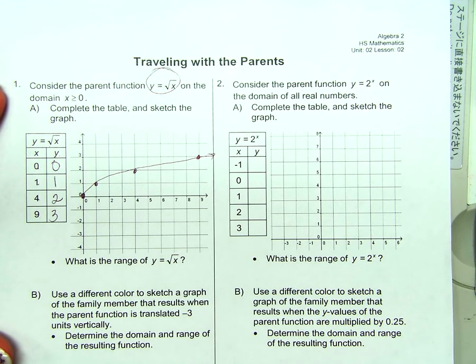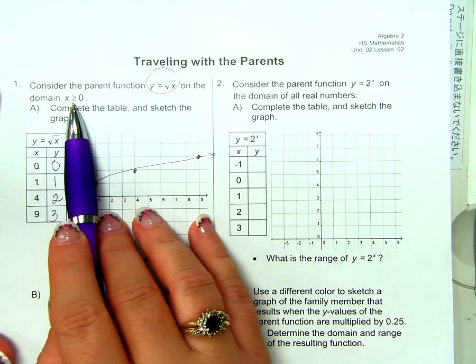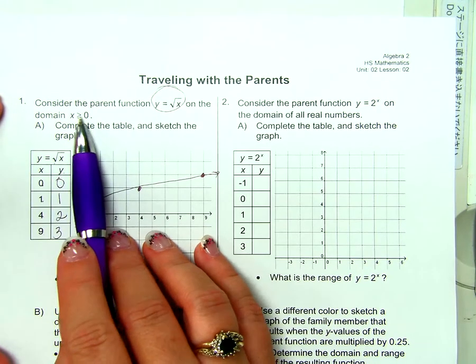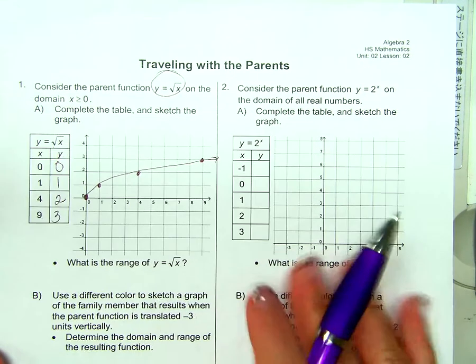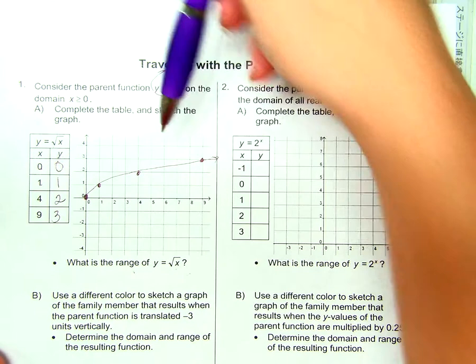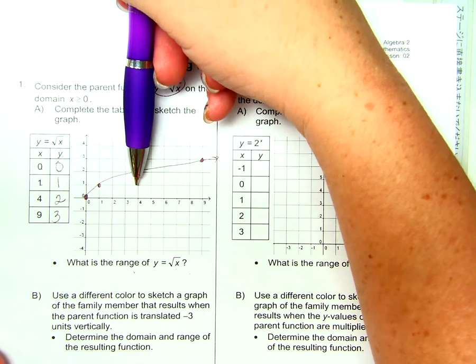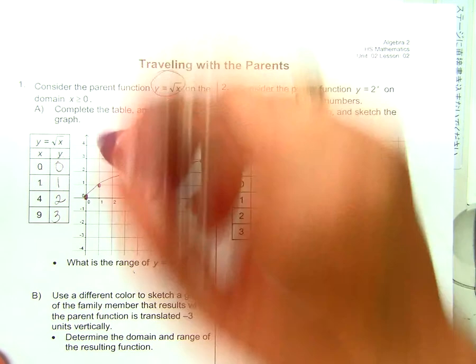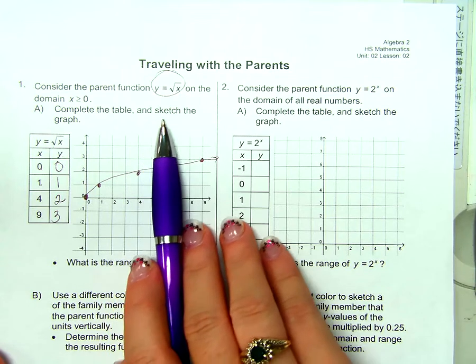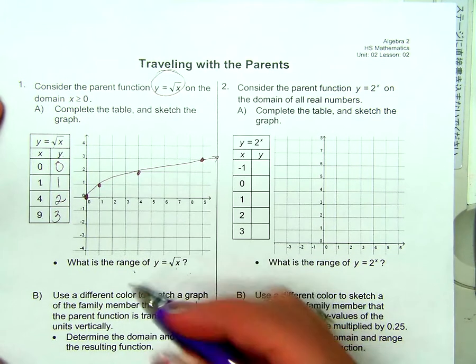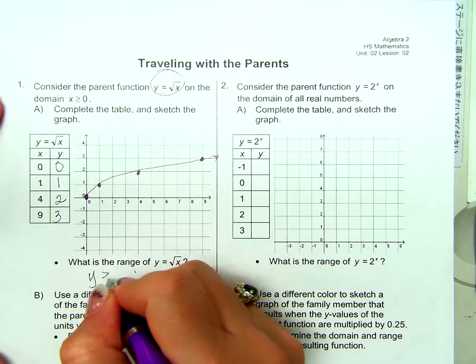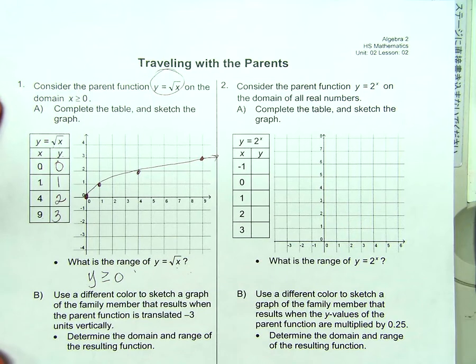What's the range of this function? It already told us the domain: all the x values are greater than 0. What's the range of this function? How far down does it go? To 0. How far up does it go? All the way, right? So y is greater than or equal to 0.